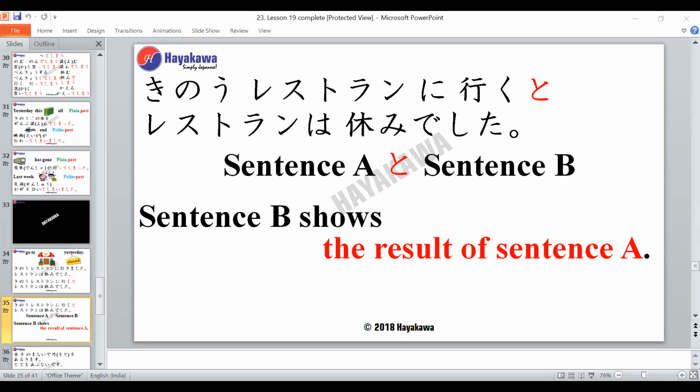Has everybody understood this? Very good, sensei.